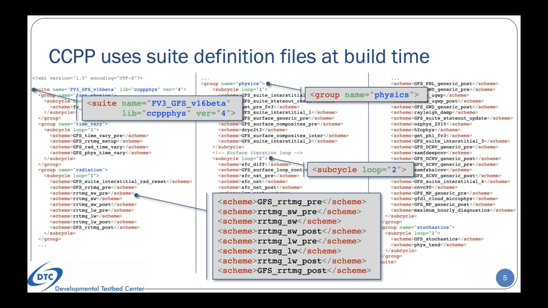The ordering of the schemes in a suite definition file is entirely up to the user. As you can see here from this little blow up, caution needs to be taken when something like this is done. So for example, here you see that's the radiation group. You see the RRTMG shortwave and longwave schemes. That's the actual physics and a bunch of pre and post schemes.